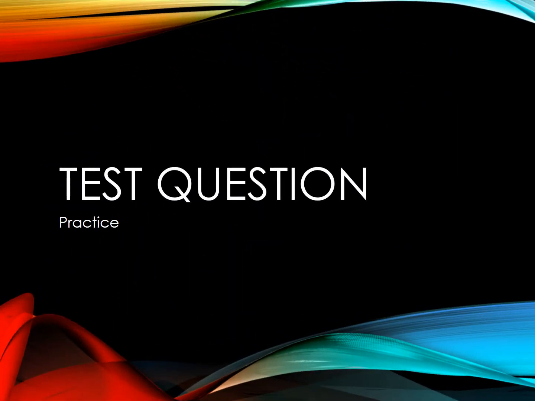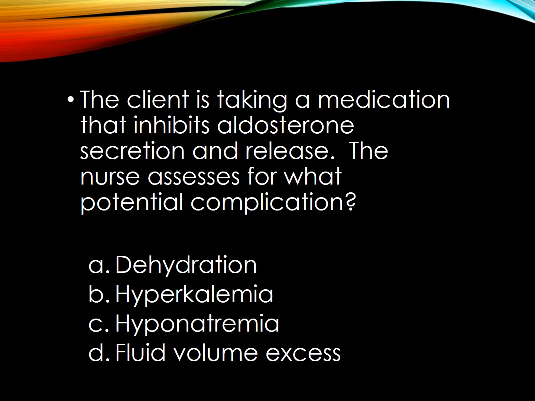Okay, now let's review a practice test question. The client is taking a medication that inhibits aldosterone secretion and release. The nurse assesses for what potential complication? A. Dehydration, B. Hyperkalemia, C. Hyponatremia, or D. Fluid volume excess.